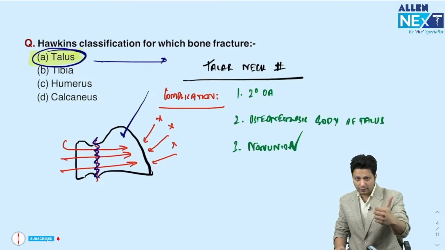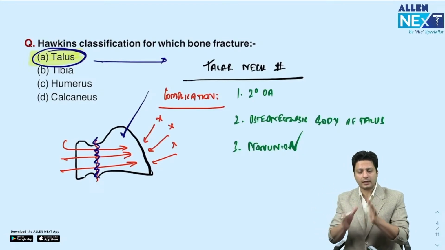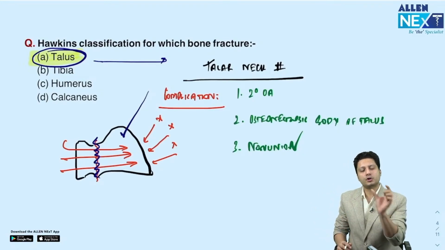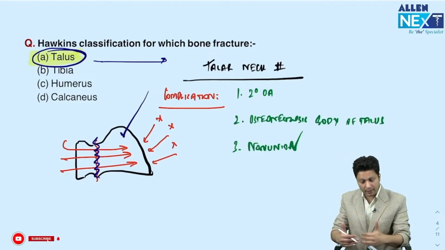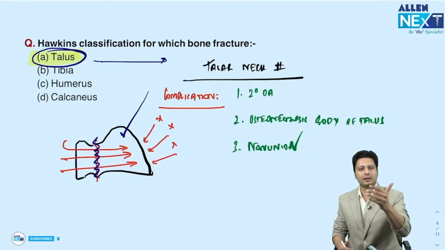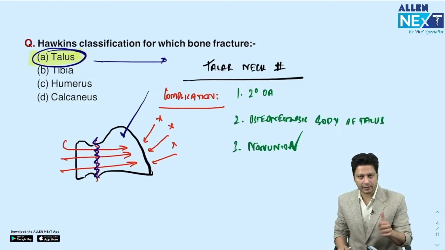One is Hawkins classification and the second is Hawkins sign. And what is Hawkins sign? That you tend to look for osteonecrosis, head of the femur, 6 to 8 weeks after the fracture, whether it is happening or not, looking at the dome of the body of the talus on the x-rays. So Hawkins sign is also important.